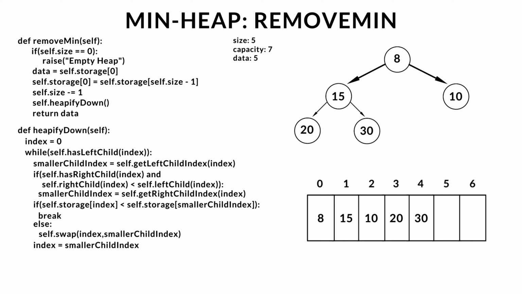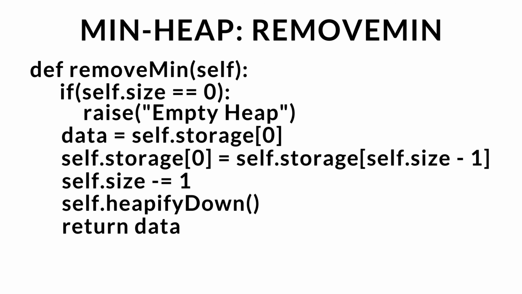Alright, so now that that is out of the way, let's go ahead and talk about the recursive implementation. So bringing up our old RemoveMin method, there is only one line that we have to change, and that is when we go to invoke our HeapifyDown method. We need to pass in 0 as an argument, so we're always starting at the root index when we go to HeapifyDown.